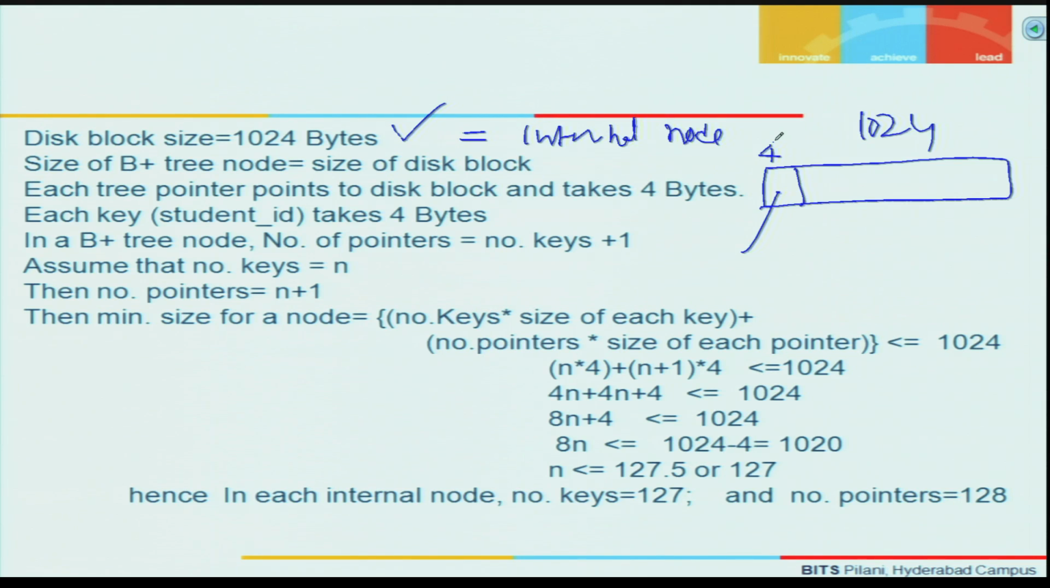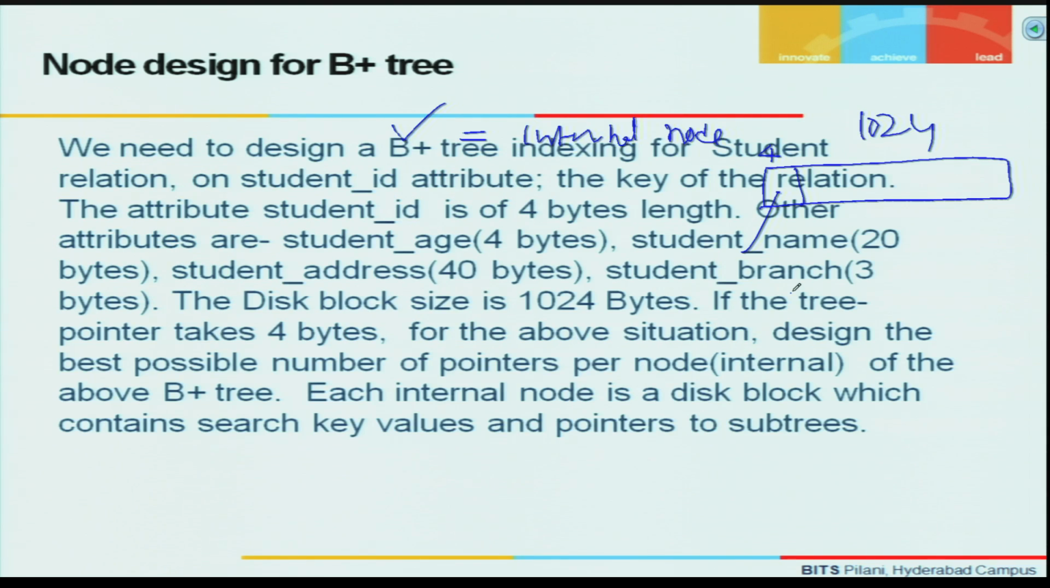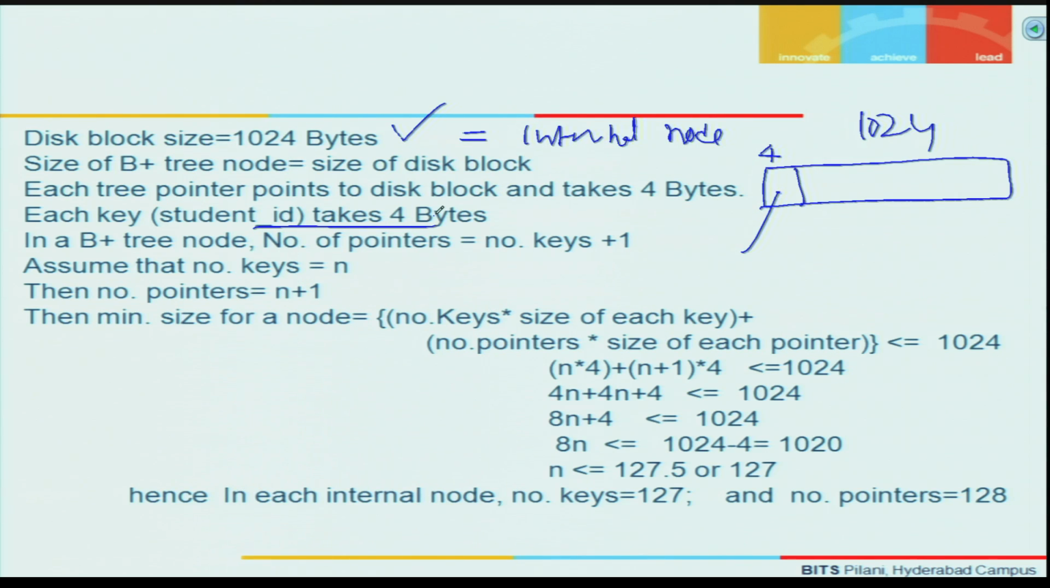And the key, if you look at the B plus tree node, what does it contain? It contains pointers and then key values. The key attribute here for this example of student relation is the student ID. In the previous example, it is given as the student ID, which is the key for this relation.